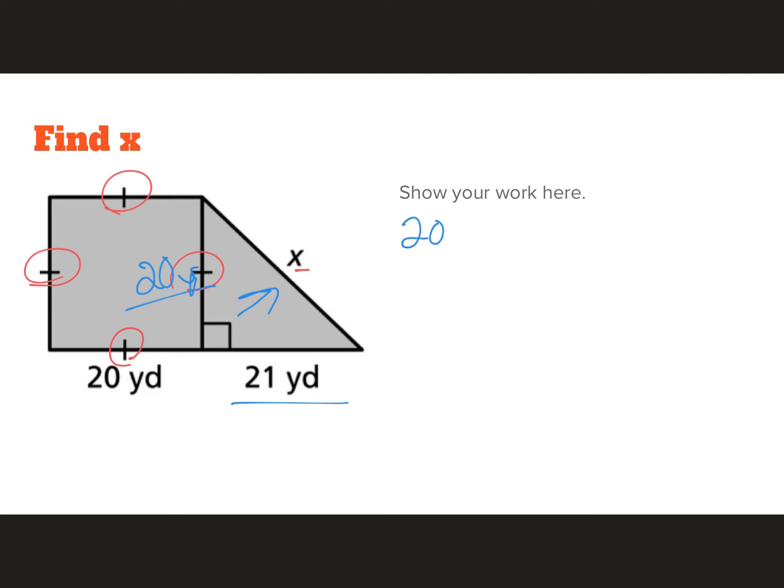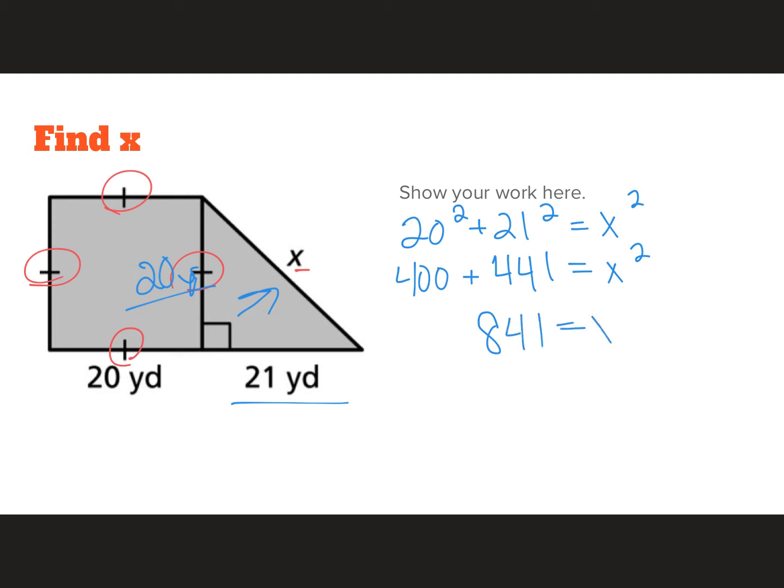So I can do 20 squared plus 21 squared equals x squared. Well, 20 squared is simply 400, plus 21 squared is, use my calculator, because I don't know that. What is it? 441 equals x squared. So 400 plus 441 is 841 equals x squared. We take the square root of both sides, which means that 29 equals x. So I take the square root on my calculator. So that wasn't that bad. Let's try another one.